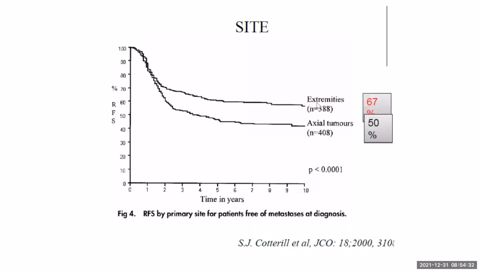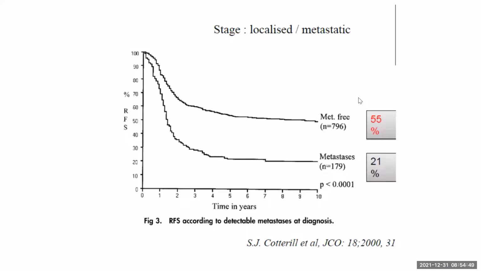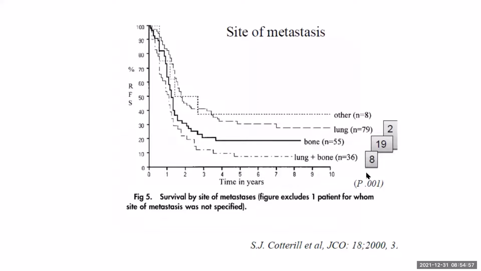As for site, we can see in this JCO article of 2000 that those who have Ewing sarcoma of the extremity have a 5-year survival of around 67% compared to 50% in those with axial skeleton. Obviously, because of the difficulty in treating and late diagnosis in the axial skeleton compared to the extremity, where the swelling can be easily visible and diagnosed early. Those who have localized disease have a 5-year survival of around 55% compared to 21% for those who had metastasis. Regarding site of metastasis, we can see that those who had lung did better compared to bone, and better still compared to those who had both lung and bone involvement.